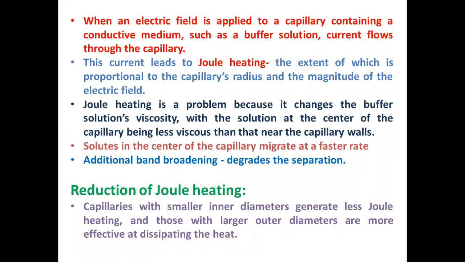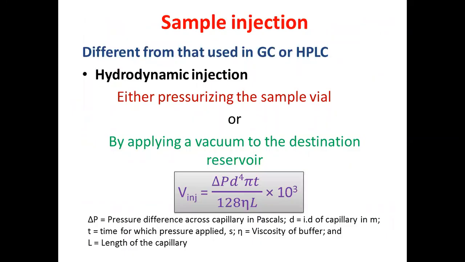Because if the outer diameter is more, effective dissipation of the Joule heat can be anticipated. If the outer diameter is less, the Joule heating will become very high, and that will increase the electroosmotic flow. Therefore, the resolution is going to be impaired.